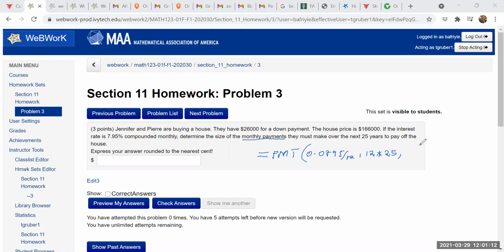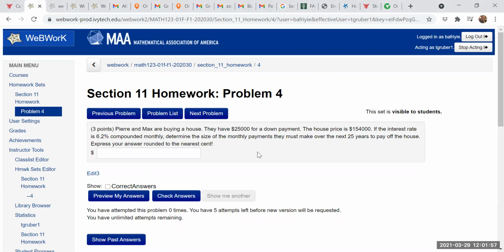And to find how much they borrowed. Now it says that Jennifer and Pierre will do 26,000 down. Now the cost of the house is 166,000. So you have to take away the down payment from the cost of the house. And that's the amount that Jennifer and Pierre are going to borrow. All right. And that will come down to 140,000. If you put that in Excel, you put the value here. Is that okay? Are you Gucci? All right, sweet. Now let's go to problem number four.